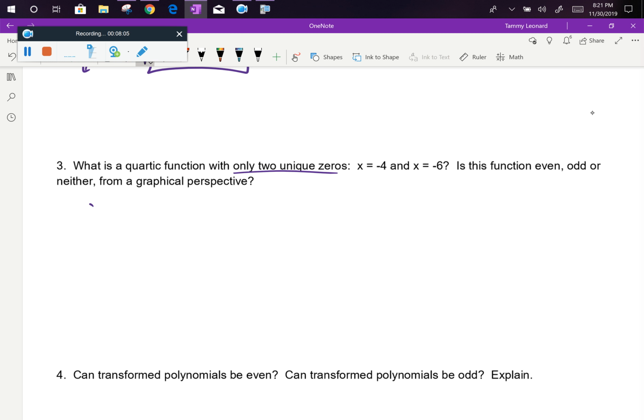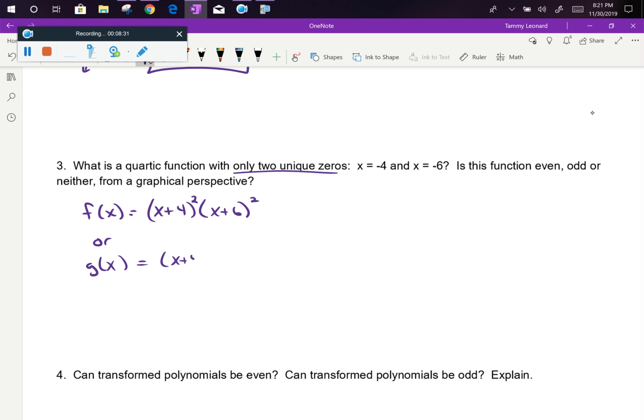Well, if we just start writing, we might say f of x equals (x plus 4) times (x plus 6) to turn each of those roots into a factor. But we look at that and we're like, wait, that's only quadratic and we need quartic. Well, we have some options. If each of these factors had a multiplicity of 2, that would give us a quartic function. But that's not the only option.